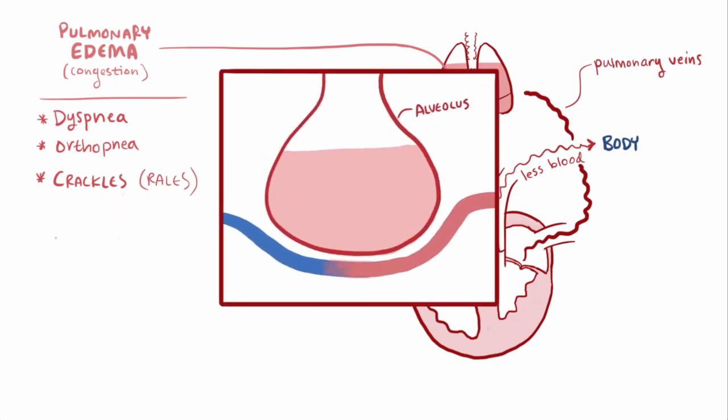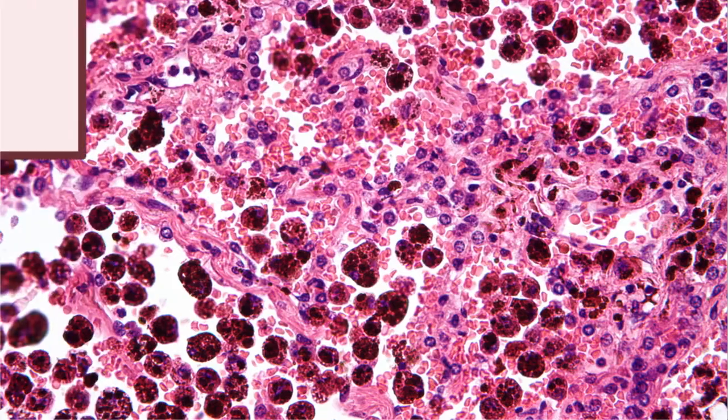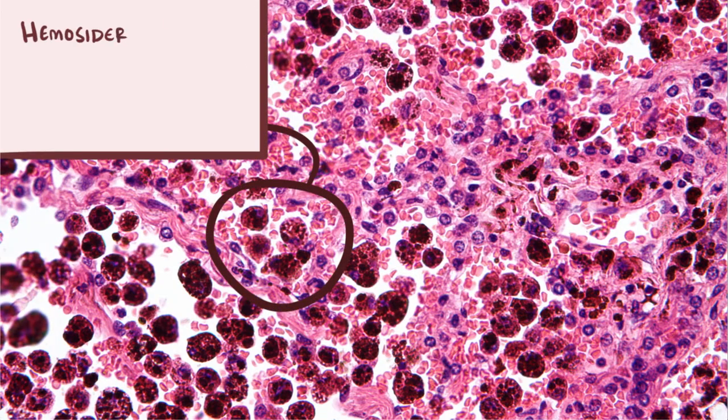If enough fluid fills some of these capillaries in the lungs, they can actually rupture, leaking blood into the alveoli. Alveolar macrophages then eat up these red blood cells, which causes them to take on this brownish color from iron buildup. And then they're called hemosiderin-laden macrophages, also known as heart failure cells.